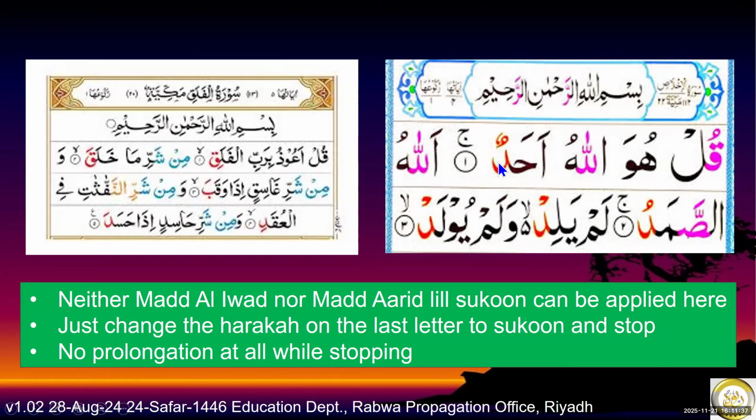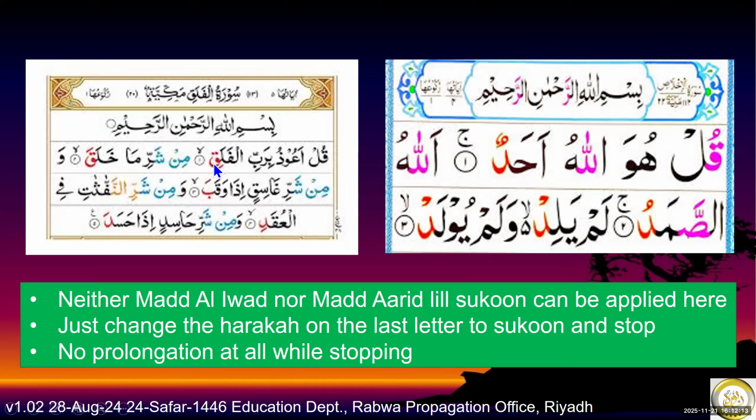So in both cases, only dal is there without any preceding mad or leen. Then you have to make the dal with sukun and stop. Ahad, it is not "ahad" with a haraka, that is wrong. You just have to stop by making sukun on the last letter. Ahad, samad, yulad. Similarly here: falaq, khalaq, waqab, hasad, uqad. Just make the sukun and then stop, irrespective of the haraka on it.